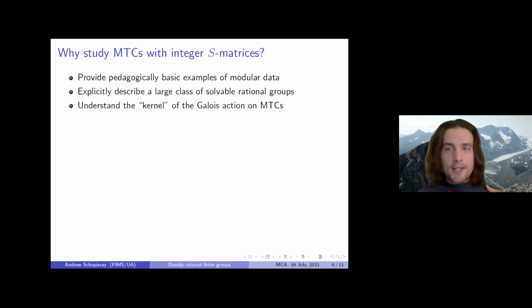The third reason that you might want to study these, you might hear more about on Monday, I think, from reading the abstracts, is to understand something about this Galois action on modular tensor categories.